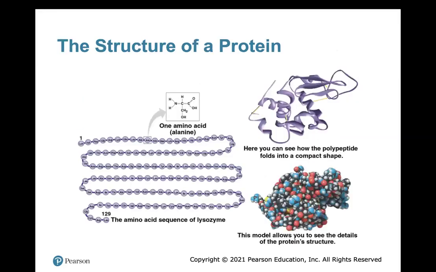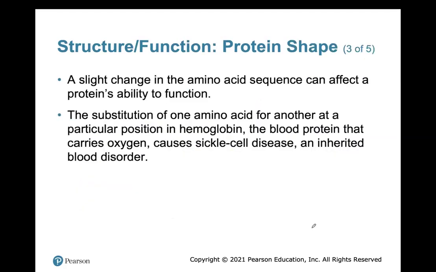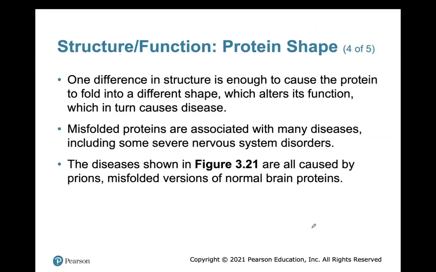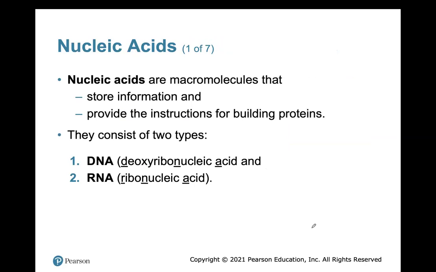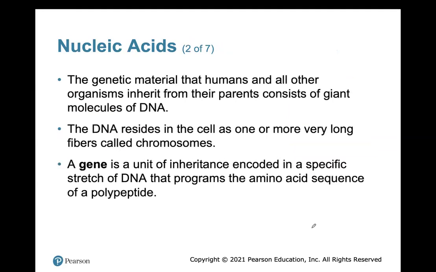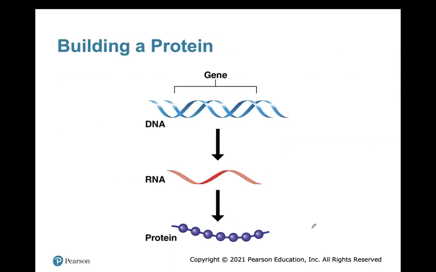All right, and then I think we're going to talk about nucleic acids and then be done with this section. Nucleic acids are macromolecules that store information, provide the instructions for building proteins. They consist of 2 types, deoxyribonucleic acid and ribonucleic acid. These nucleic acids contain all the genetic material, and a gene is a unit of inheritance encoded in a specific stretch of DNA that programs the amino acid sequence of a polypeptide. So here's a gene in the DNA. It gets transcribed into RNA, which gets translated into a protein.